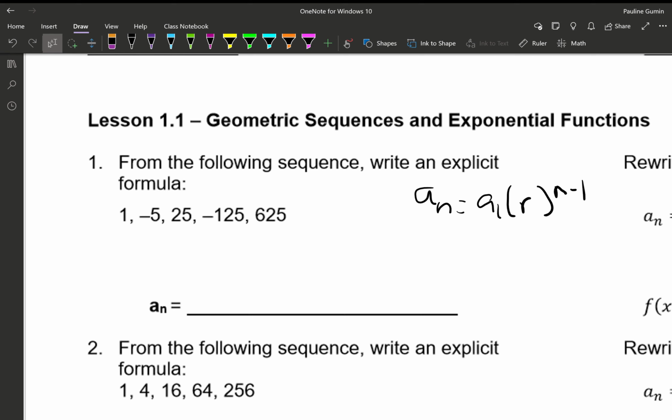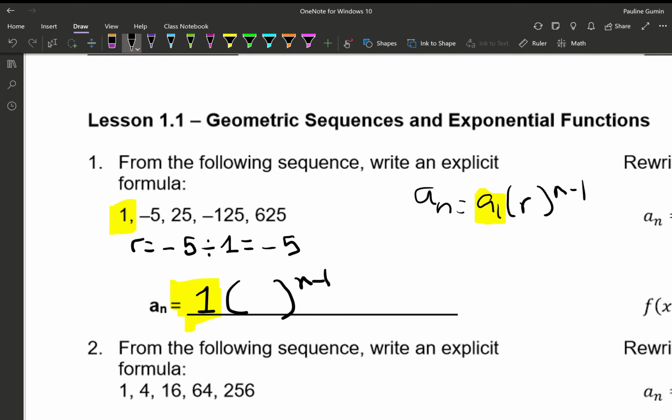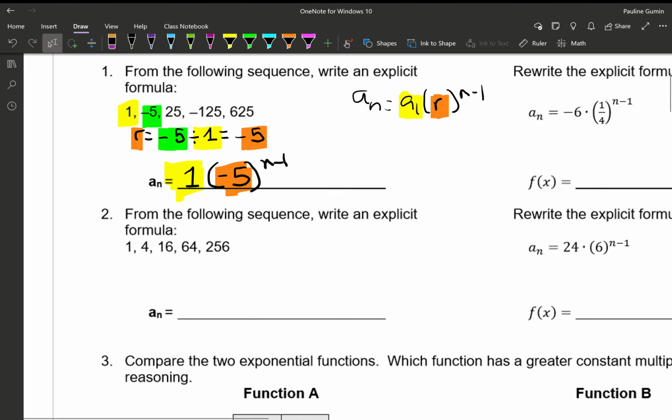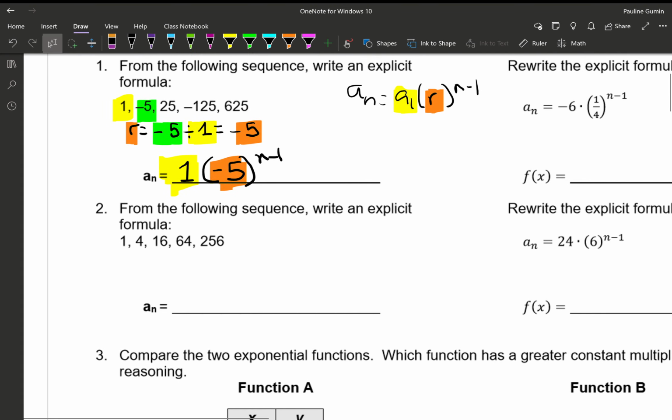Okay, so a1 is our first term. That's easy to find. It's the first number, 1. Now, r is our pattern. So in order to find our pattern, I'm going to take the second term and divide it by the first term. -5 divided by 1 is -5. So -5 goes inside those parentheses. Voila, we have it. And of course, I need to do some color coding. You know me. There we go. Okay. Let's do the same thing for number 2 for the explicit formula here.